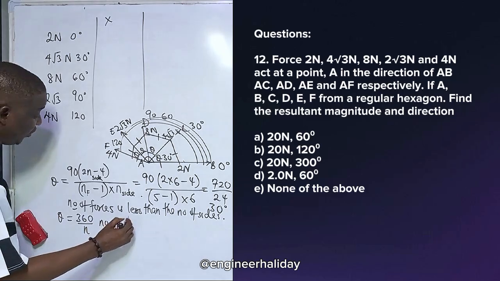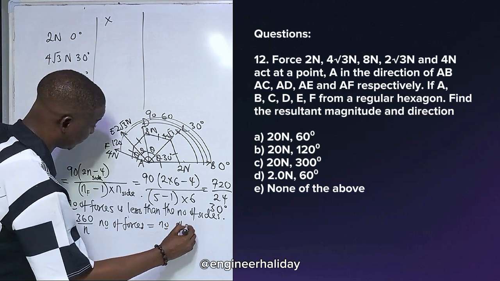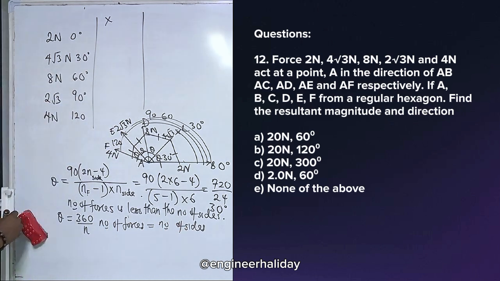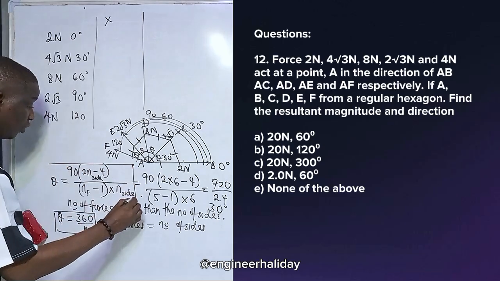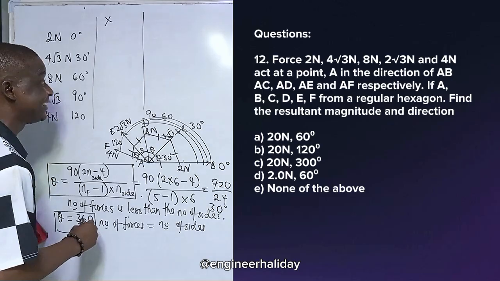This one is when the number of forces is equal to the number of sides. So take note of that. You use this formula. But when the number of forces is not equal to, or is less than, the number of sides, you use this formula to get each angle.